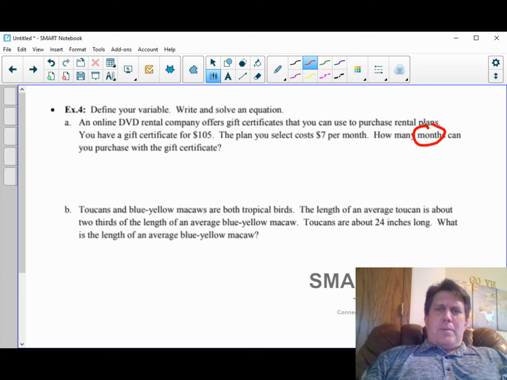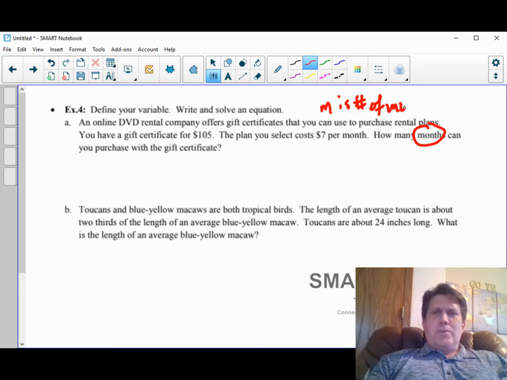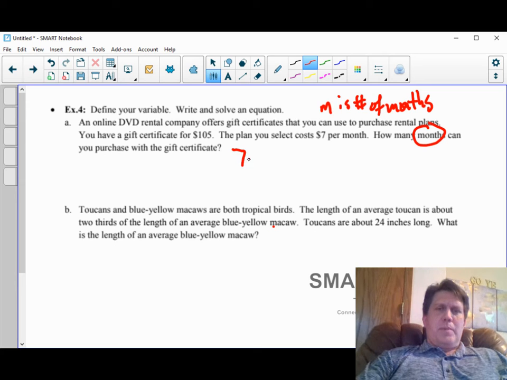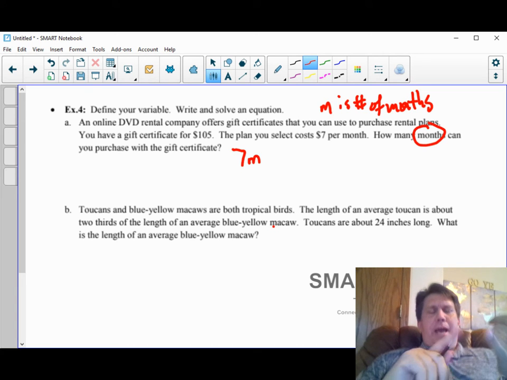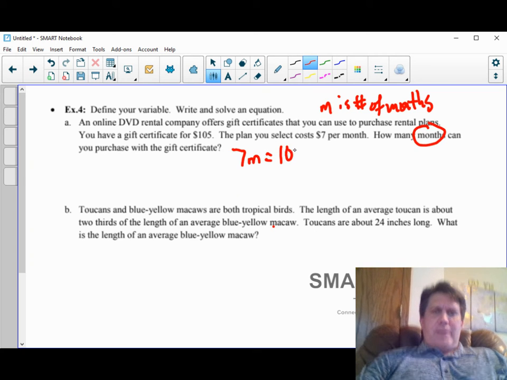So first, I'm going to pick a letter. I'm going to say M is the number of months. Now, I use that number symbol like you would see on a telephone to symbolize number. M is the number of months, and it's 7 per month. So 7 per month would be written like this, 7 times M. It costs us $7 for every month, and we have $105 to spend. So 7M equals 105. That would be our equation that we would have.